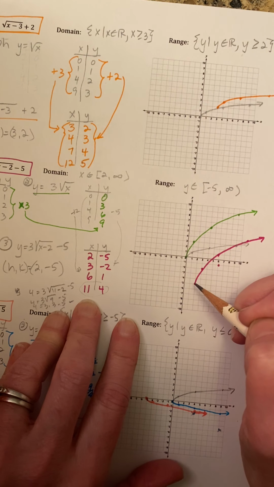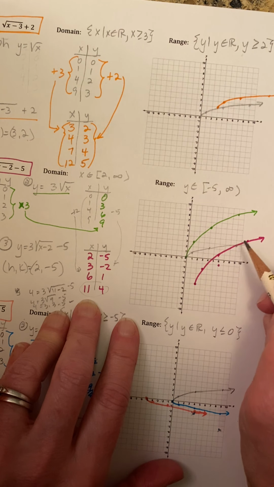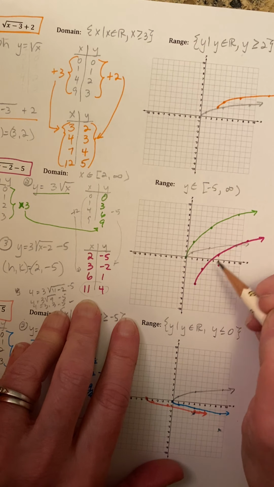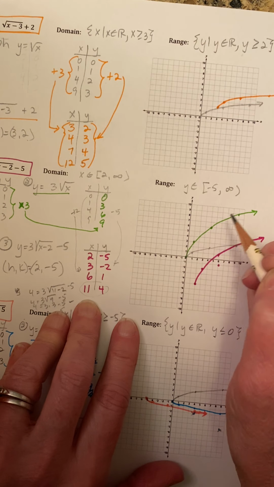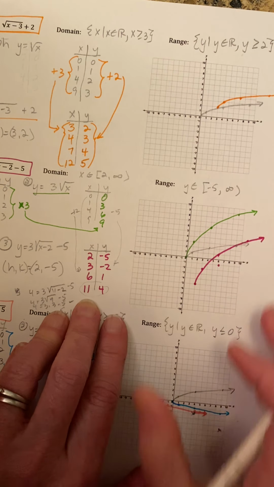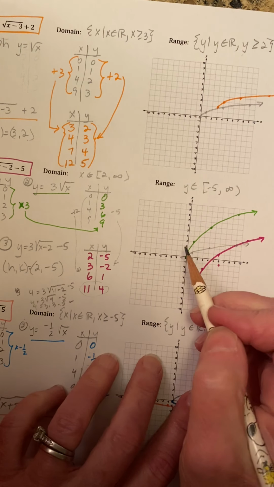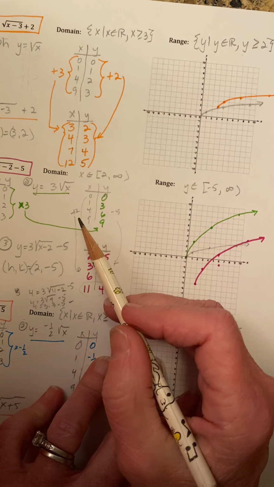And then I very carefully connected these with a nice smooth curve. This is the same shape as this green one. They are both going up 3 times quicker than the basic function because I have 3 in front.